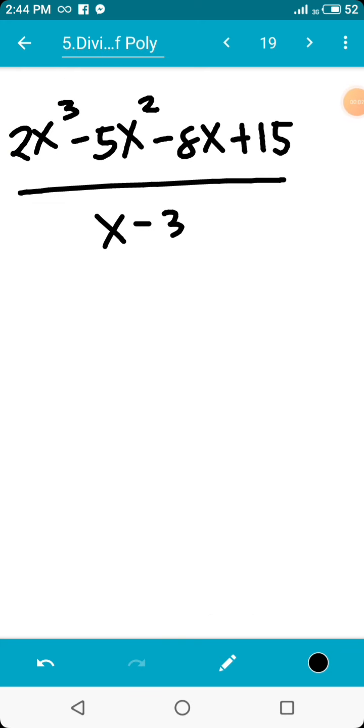Okay, so we have here 2x cubed minus 5x squared minus 8x plus 15 divided by x minus 3. Okay? So, kaya siya dividing by binomial kasi nga, yung divisor natin ay binomial. Dalawang terms. Isang x and isang negative 3. Okay? Now, para ma-divide natin to at makuha yung quotient, gagamit tayo ng tatlong strategy. Una, long division, and then box method, and then synthetic division. Okay? So, tingnan natin kung ano yung mas madali para sa inyo.